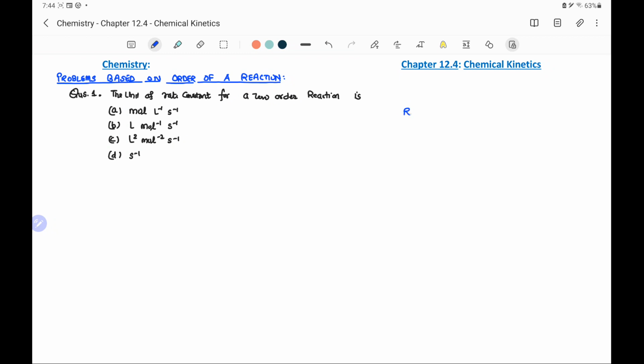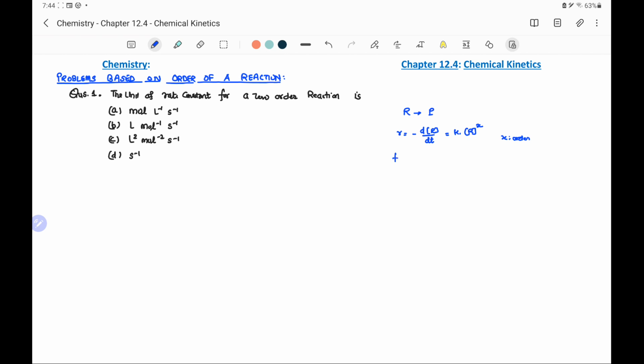For a reaction where reactant disappears and product forms, the rate of the reaction will be equal to minus of the change in concentration of the reactant divided by time. This is the rate of disappearance of the reactant, and it is equal to K into concentration of reactant raised to power x, where x is the order of reaction.